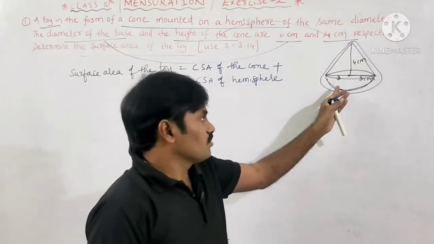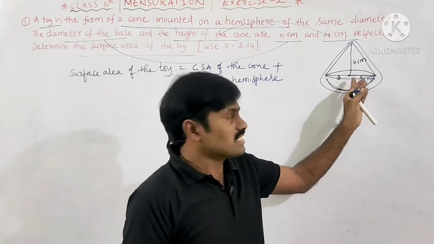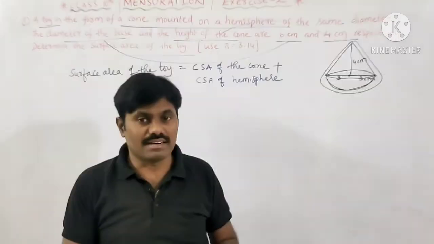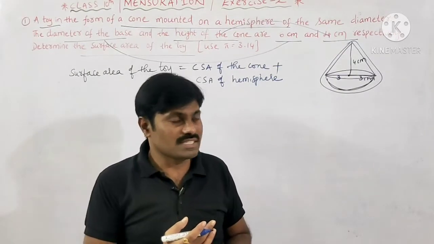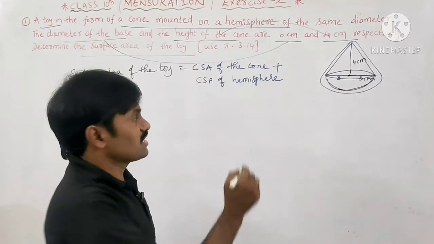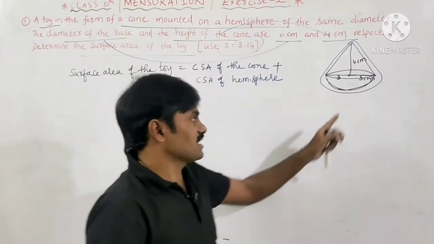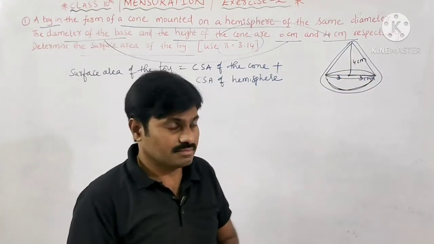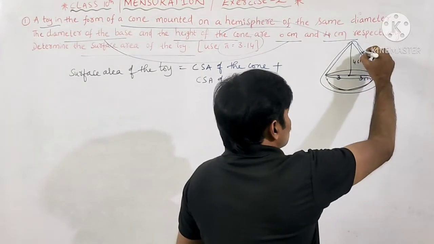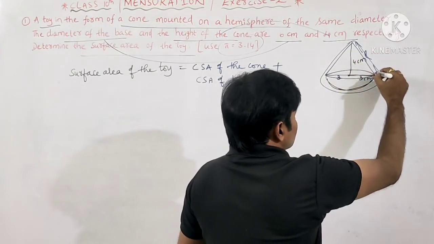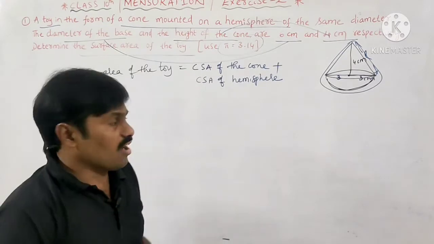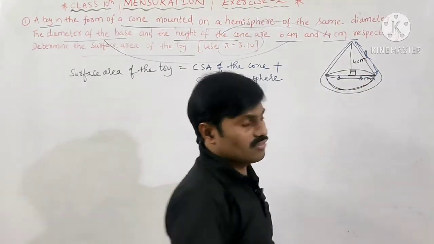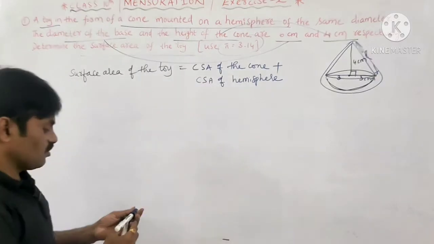Already we know the formula to find the curved surface area of a cone: pi RL. In that, pi is 22/7, but here we have to use 3.14. R is the radius of the base, and L is the slant height. So we have to find this value. How to find this value? As we know that the height is perpendicular, we follow a right angle triangle. So what is the given information?